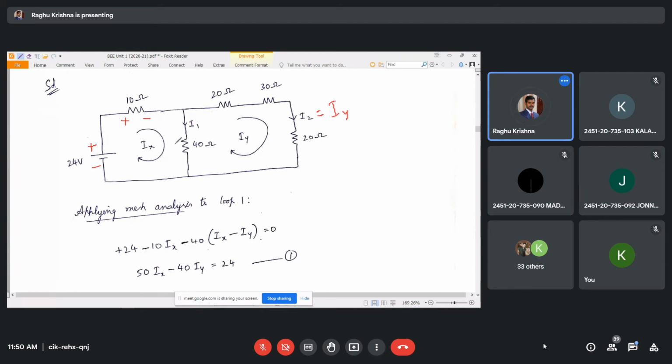Next, here, if you see this 40 ohm resistor, in the 40 ohm resistor the current Ix is flowing in this direction. Iy is flowing in the opposite direction. So here, minus 40 into (Ix minus Iy).